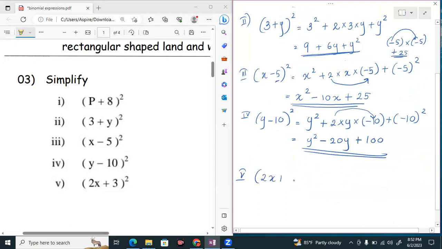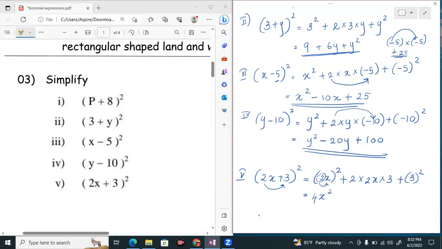Five. 2x plus 3 squared. Then the square of the first term, 2x squared. Add 2 times 2x into 3. Add 3 squared. Then 2x squared is 4x squared, because when you have a product, the square of a product, first of all take the square of the coefficient. It is 4x squared. Add 2 times 2x into 3. Add 3 squared means 9. 4x squared plus 12x plus 9.